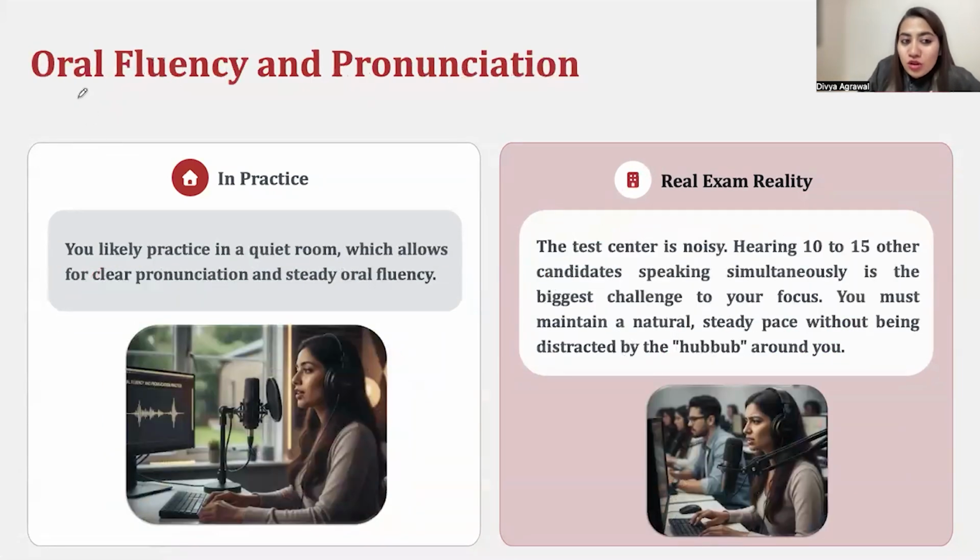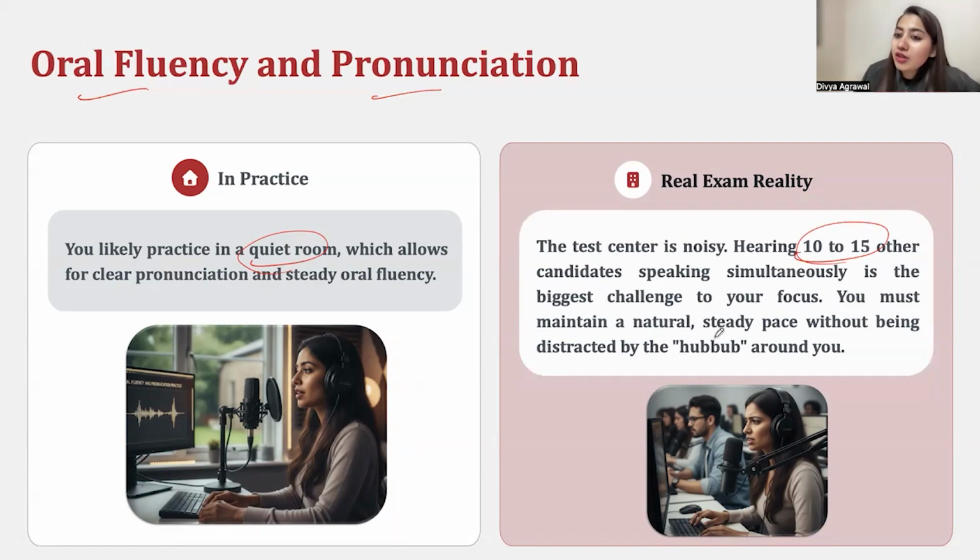Next is oral fluency and pronunciation. Right now you may be practicing in a quiet room, without any kind of noise coming in. But in the real exam, this is not the case. You might be having the speaking round with other 10 to 15 students. A chaotic situation can occur, and you are not built for it accordingly. You're not habitual to this kind of circumstance. Over there, you might face difficulty hearing the audio properly and speaking properly, right?